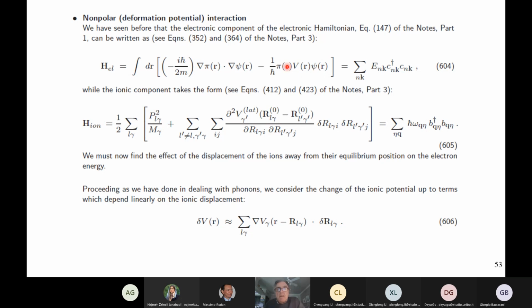Half an hour and I can go through at least the basic concepts. So I remind you that we looked at the electronic Hamiltonian.